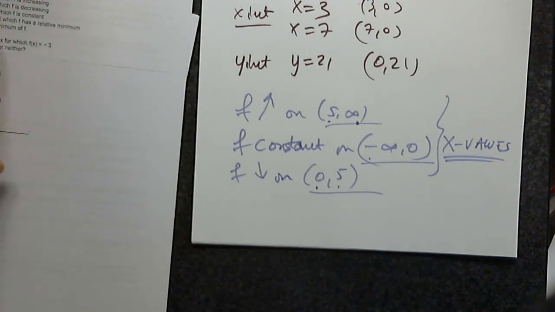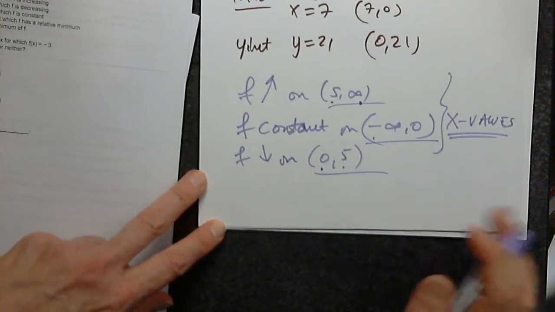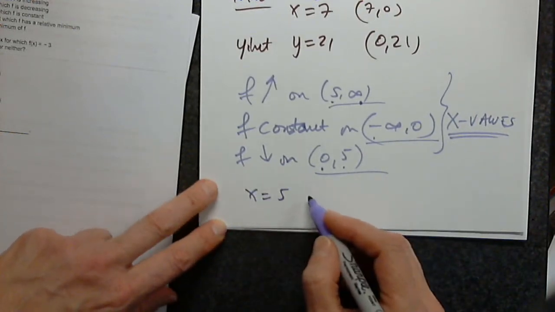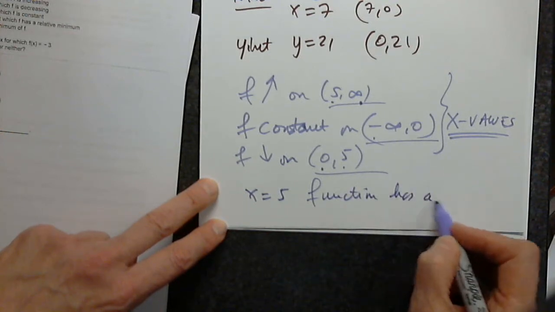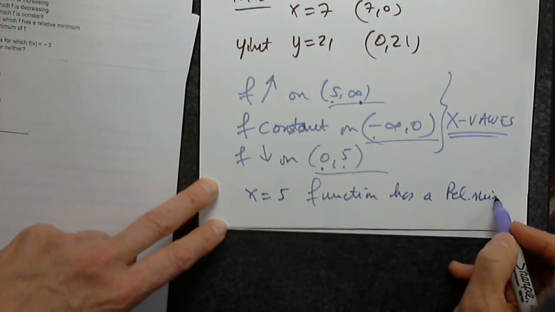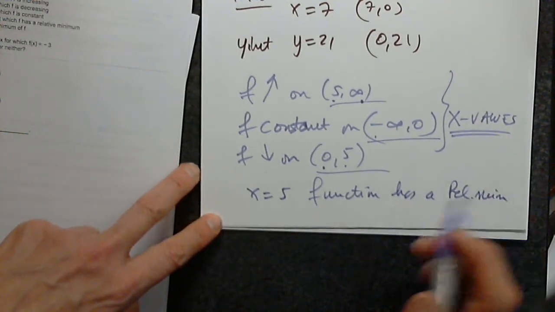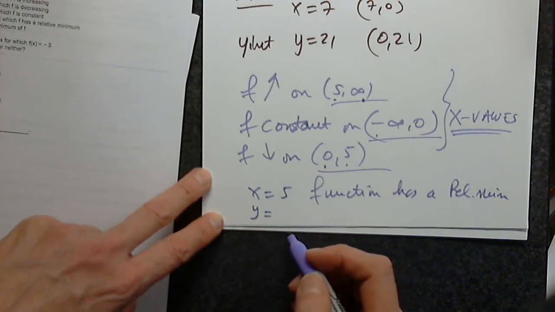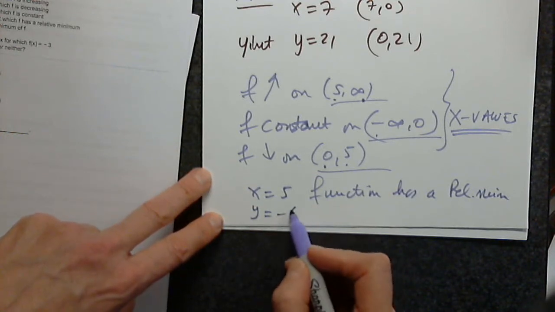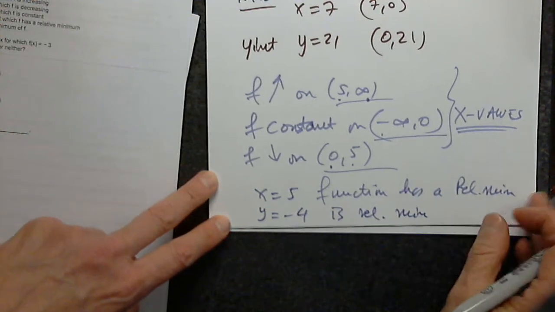The number at which f has a relative min? 5. x equals 5, the function has a relative min. Perfect. What is the relative minimum now? Y equals? It's negative, right? Negative 4. Very good. Is rel min. Very good.